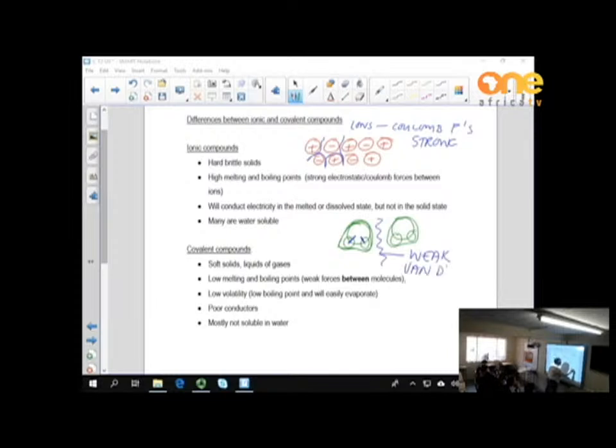Van der Waals forces. All right. Between molecules, we have weak forces. Between ions, we have the ionic bond. It's a chemical bond. It's strong.